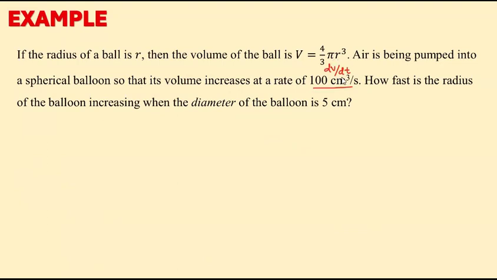And remember, we are talking about the radius here. The formula is in terms of radius. How fast is the radius of the balloon increasing? So how fast is the radius increasing means dr over dt is how much? We say it is increasing, so that means we have to get a positive value. And we are doing this calculation when the diameter of the balloon is 5 centimeters. So diameter is 5, meaning that the radius is equal to 5 over 2.